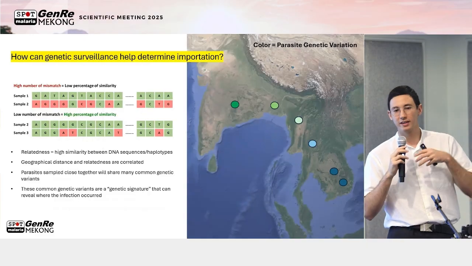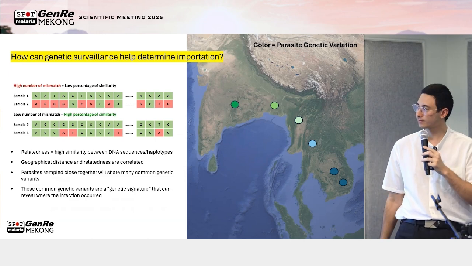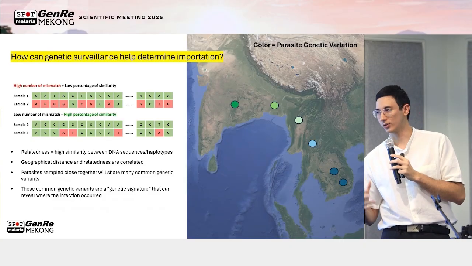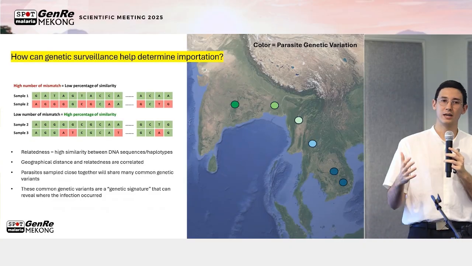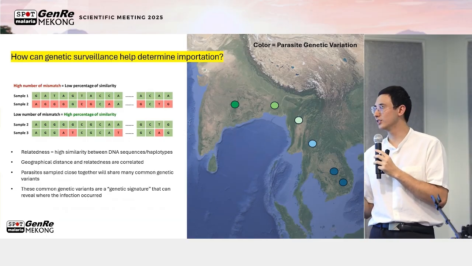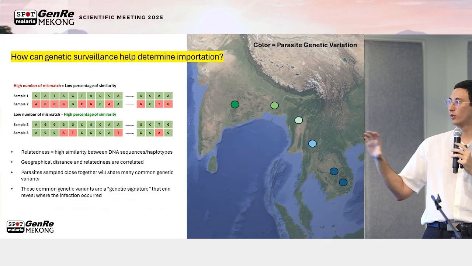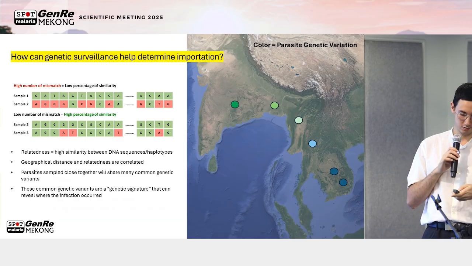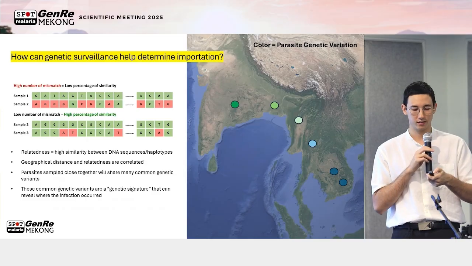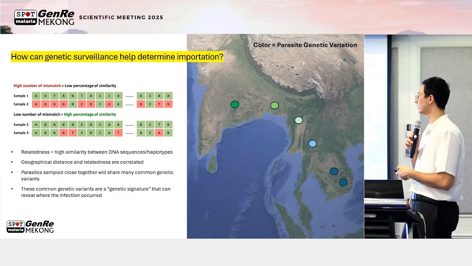So to make things more concrete, how can we use genetic surveillance to help determine importation? It's going to be useful here to talk about how we define relatedness, or how it is quantified. Given two samples and two DNA sequences of those samples, a high relatedness essentially means that the DNA sequences are similar across different loci. However, a low similarity or distant relatedness is defined when there's a high number of mismatches between the two DNA sequences.